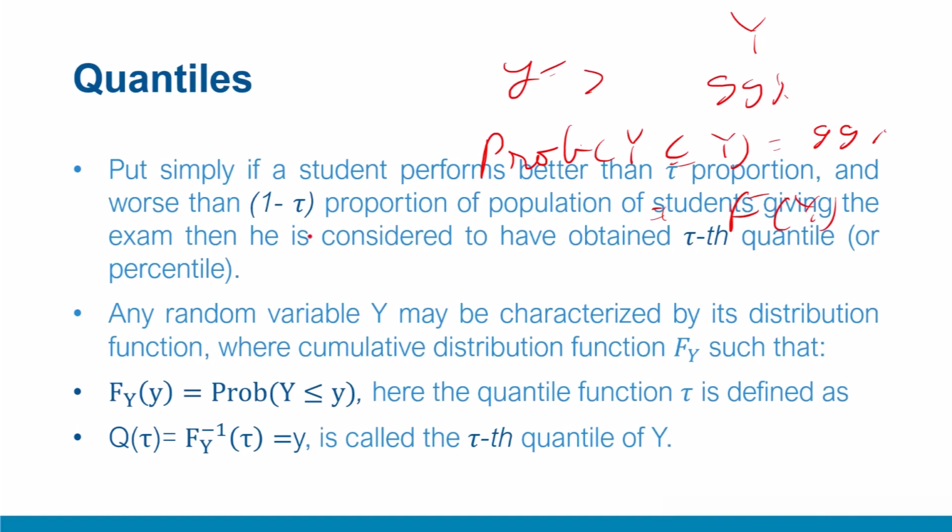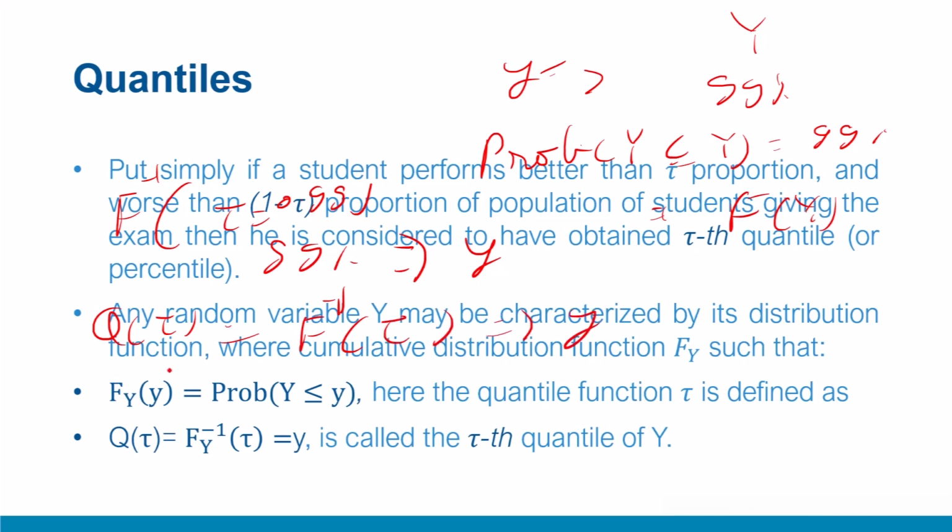Now suppose the inverse of Fy. If we apply the inverse of Fy on this quantile value 0.99, or what we are calling the 99th percentile, then we should get a value of y. So this quantile function is nothing but the inverse of the cumulative distribution function, which gives you the value of y.